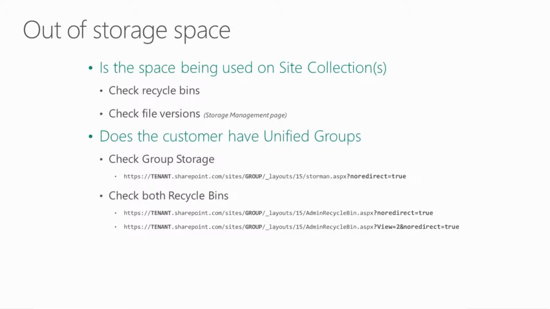So you need to replace the tenant with the customer's tenant or your tenant. The group site collections will usually have this type of URL, so it will be /sites/ and the group name. And after this, you want to append the _layouts/15/storman, which will be the storage management page.